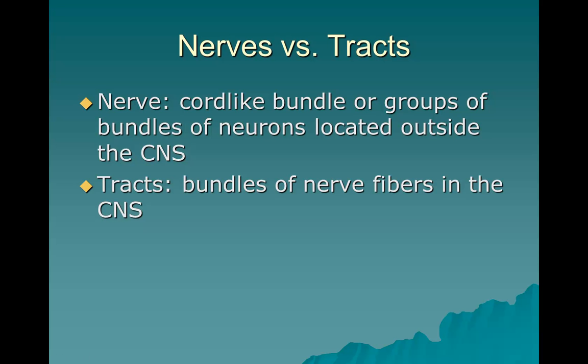Now, nerves versus tracts by definition. A nerve is a cord-like bundle or group of bundles of neurons that are located outside the central nervous system. And tracts are bundles of nerve fibers in the central nervous system.